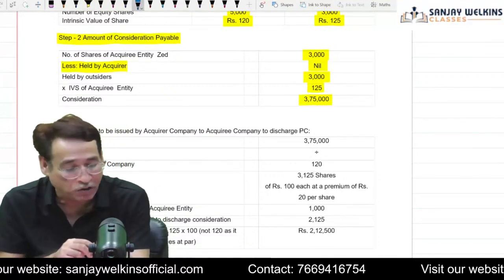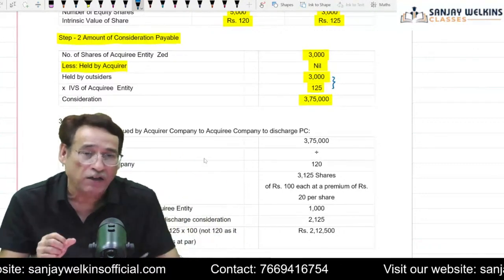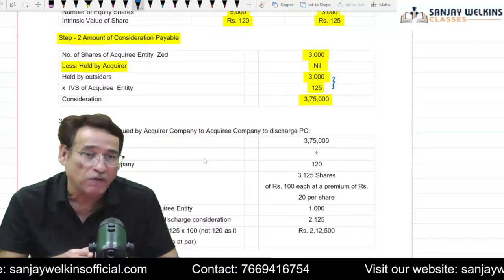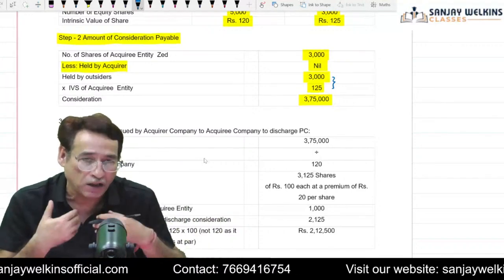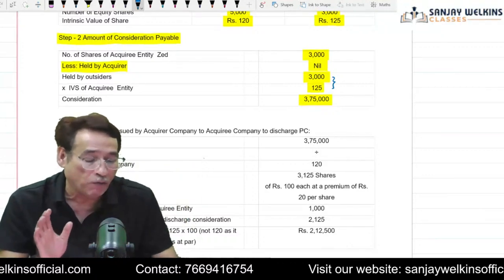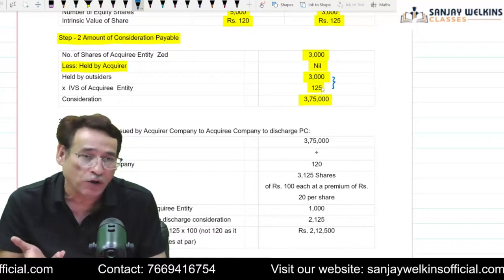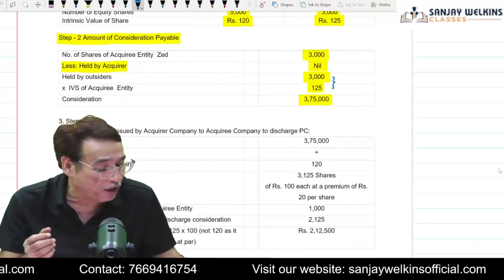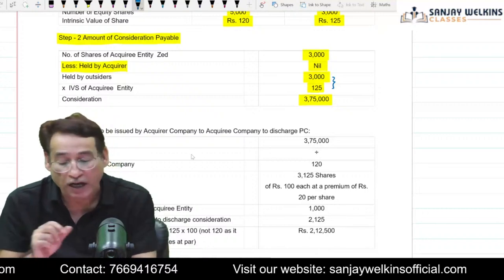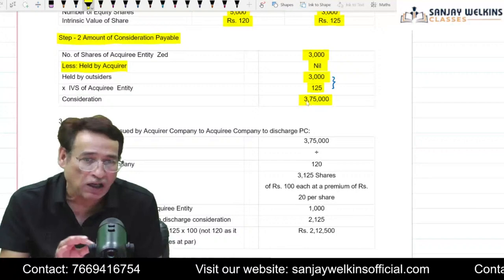Try to learn the logic. What is the value of 3000 shares of the acquiree entity? Because the acquiree company is having 3000 shares, all these shares are outsiders from our perspective, and you are supposed to make payment to them. Obviously, these shareholders will tell that the intrinsic value of our share is 125, kindly pay us 3,75,000. Is it clear to you? So that means the total consideration which needs to be paid in this case will be 3,75,000.